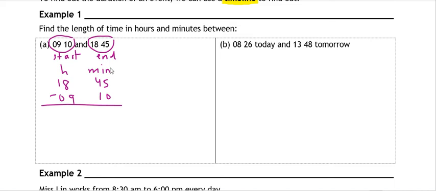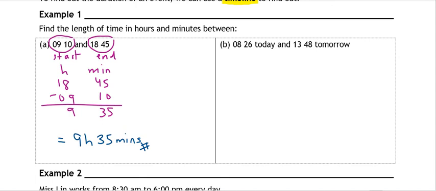So we start with minutes first. The minutes over here will be 45 minus 10, which is 35. And for the hour, 18 minus 9 will be 9. So the length of time of this event will be 9 hours 35 minutes. Okay, so that's for part A. And let's move on to the next part, which is part B.